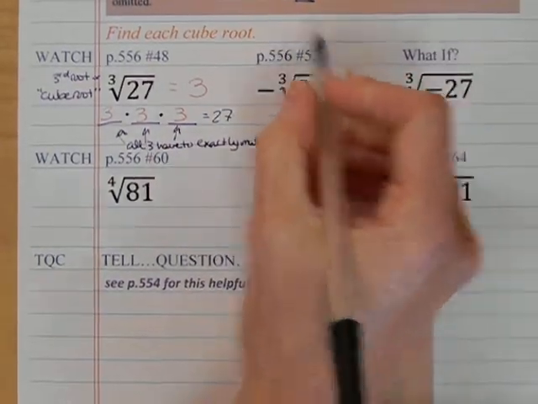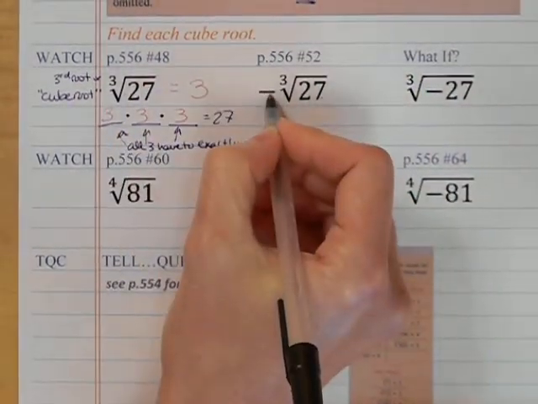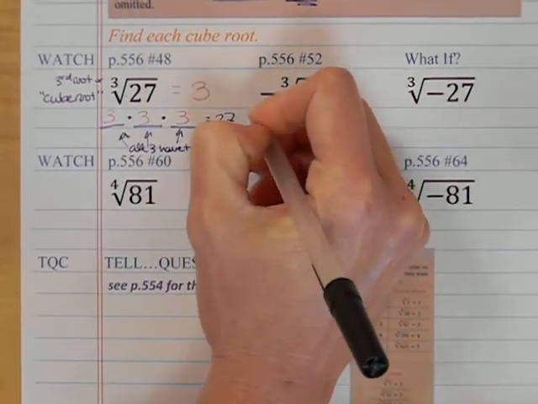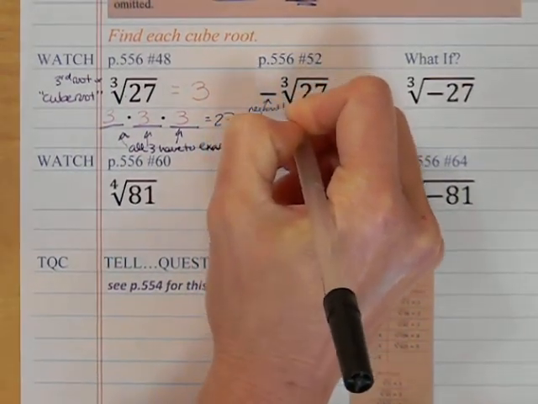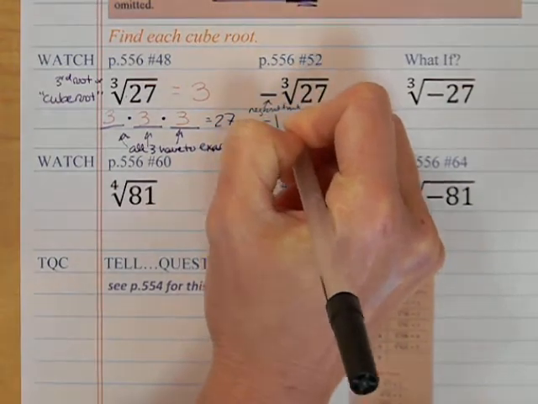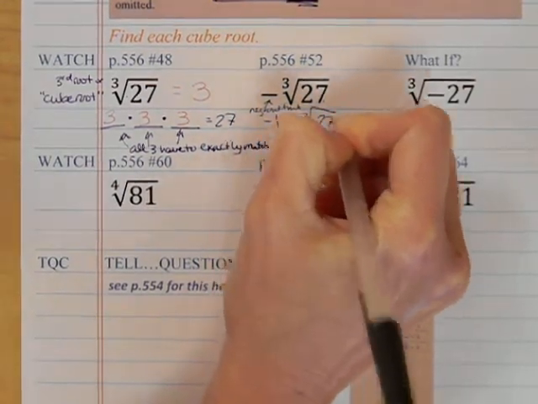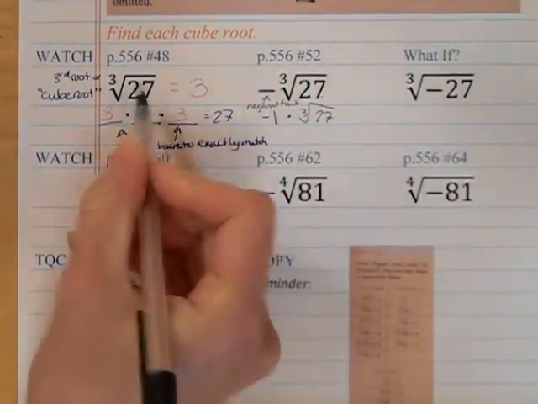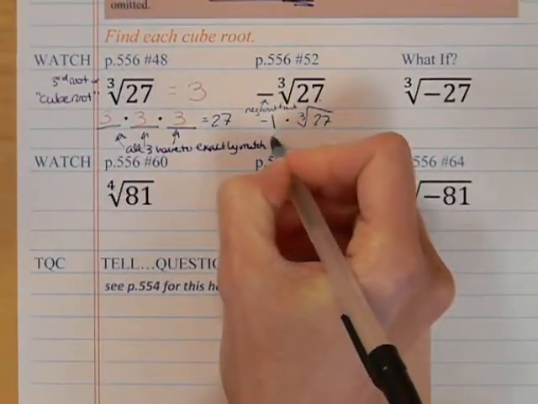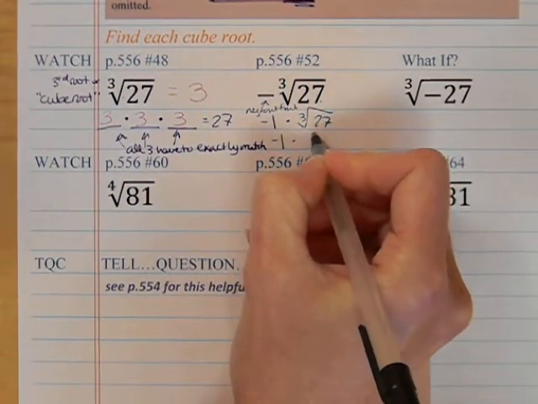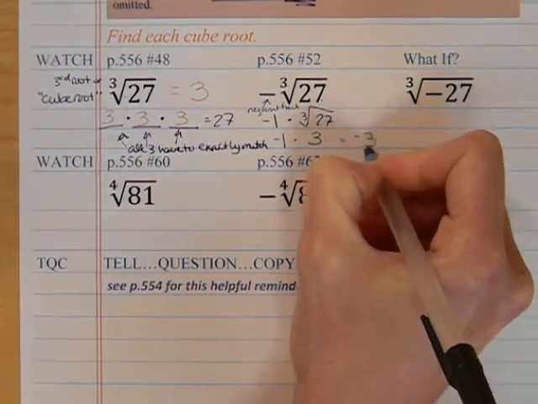Moving on to number 52, the difference here is this negative out front, okay? So the negative out front really means that you've got a negative 1 times the cube root of 27. So cube root of 27, we know it to be 3. So the answer here is just negative 1 times 3. That answers negative 3.